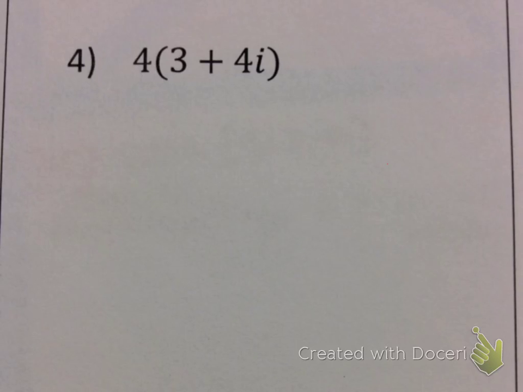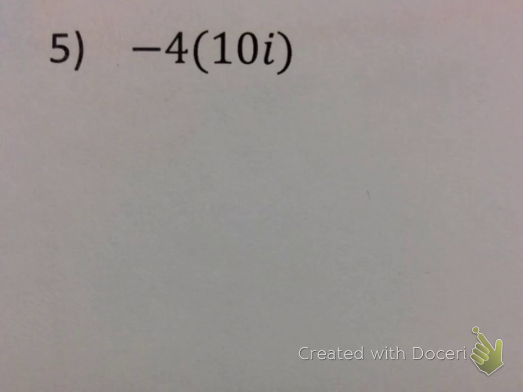This one is a distributive property problem. We're going to do 4 times 3, which is 12, and 4 times 4i, which is 16i. We don't have any i squareds to worry about. We can't combine those together, so we're done right there on this problem. This next one is just a multiply problem. Negative 4 times 10i would be a negative 40i. No i squareds there to worry about. Can't combine any like terms, so we're done with negative 40i.